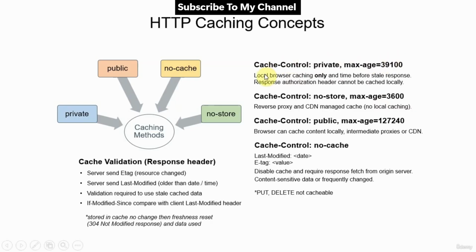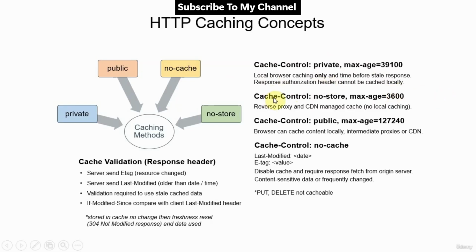It's a time limit. So the local browser caching only allows local browser caching when it's set to private. So it has to be local. And the max age is the time before it becomes stale. And the response authorization header cannot be cached locally.